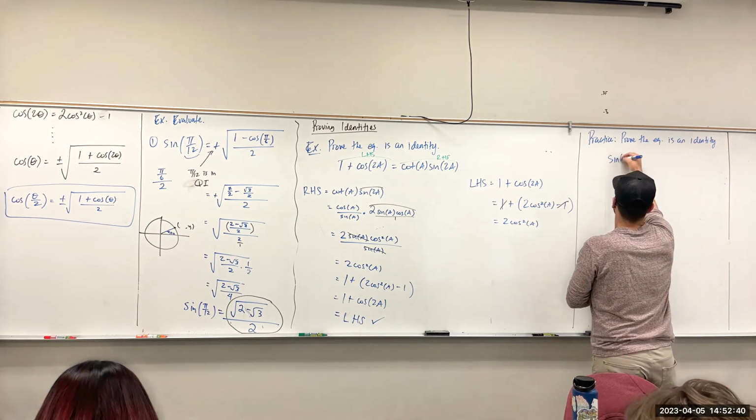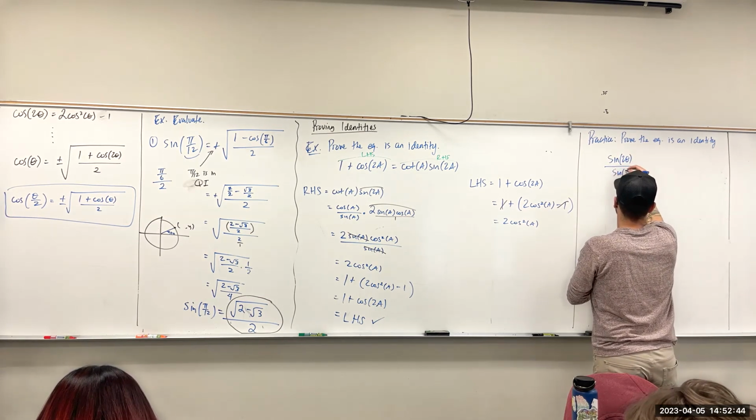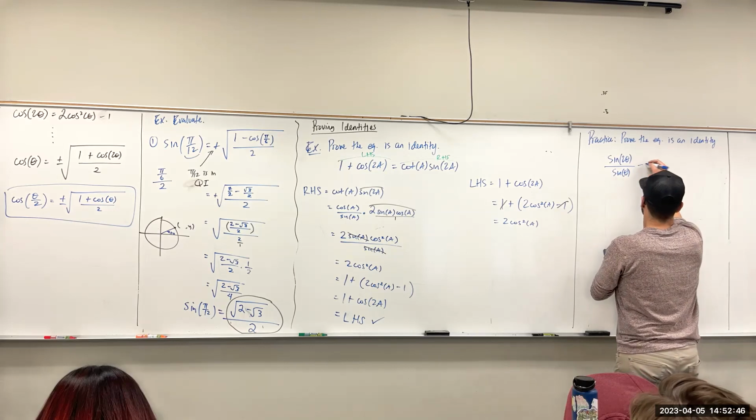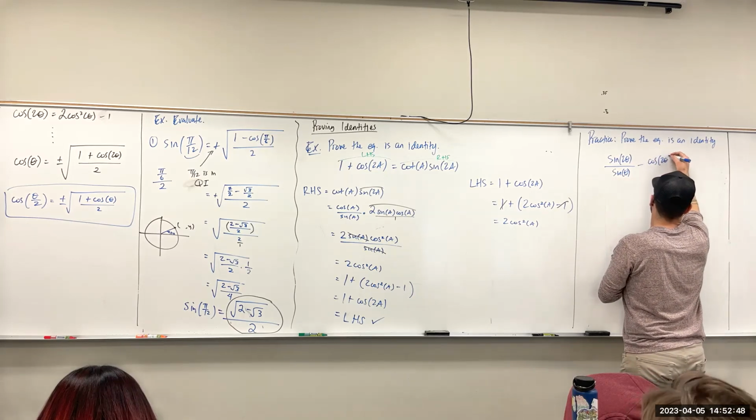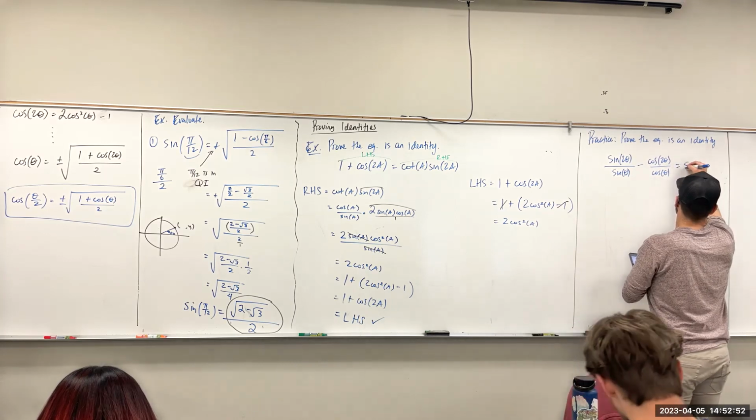Sine of 2 theta over sine theta minus cosine of 2 theta over cosine theta equals secant theta.